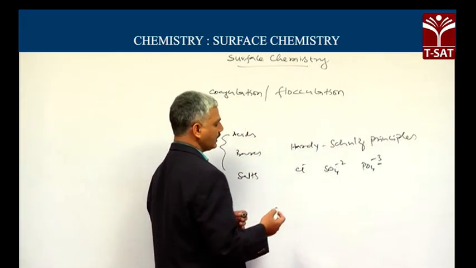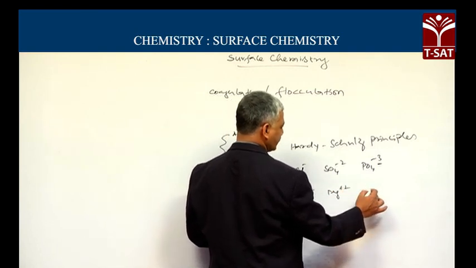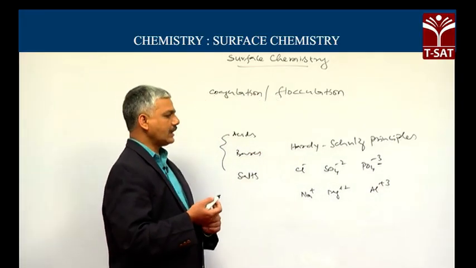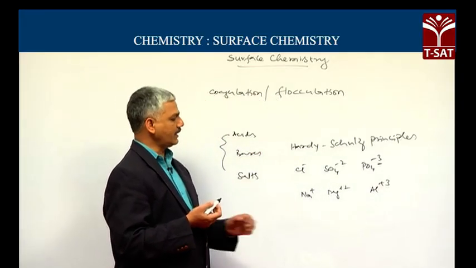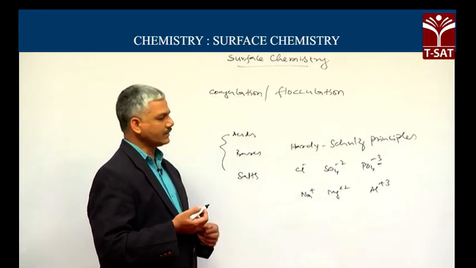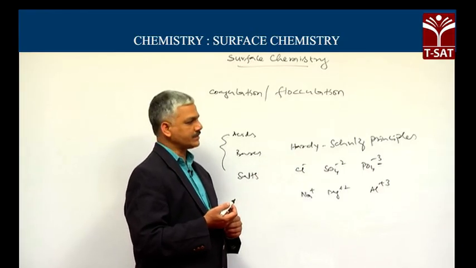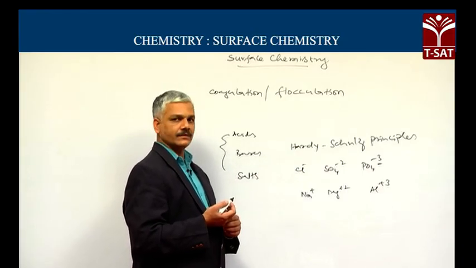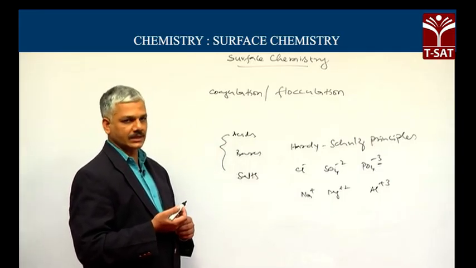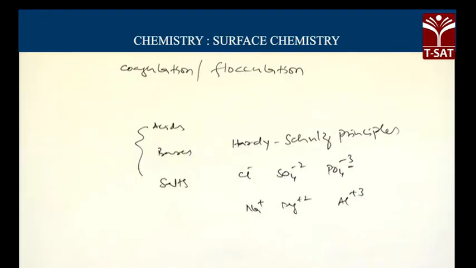higher coagulation capacity compared to sulfate ion or chloride ion, because it carries more quantity of negative charge. Similarly, if you take cations like Na⁺, Mg²⁺, Al³⁺, Al³⁺ will have higher coagulation capacity compared to Mg²⁺ or Na⁺. So, it is generalized as the Hardy-Schulze principle, which says with increase in the magnitude of charge of the coagulating agent, efficiency always increases.